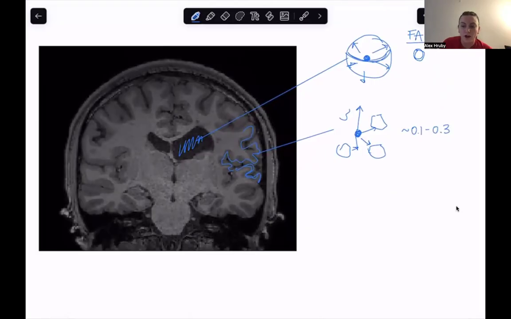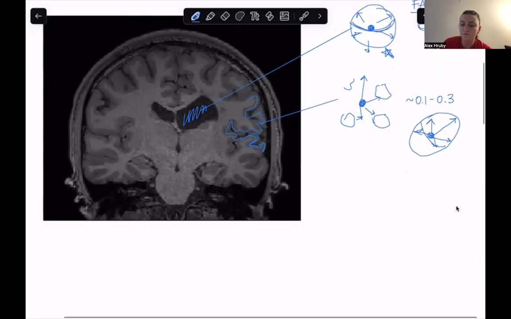You can think about it graphically as more of a football shape. Instead of this sphere that we have here, we're going to have something that looks a little more oval, with maybe one preferential direction that way. The other directions, it can still move in them, but maybe not as much.